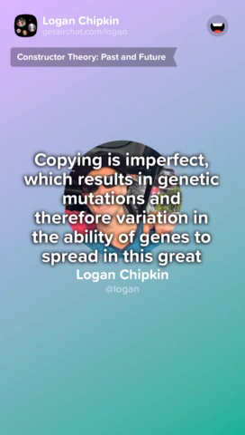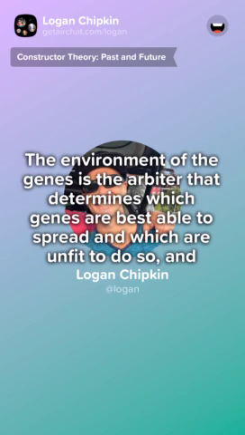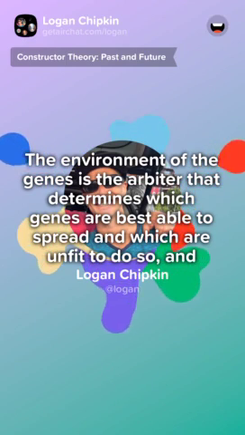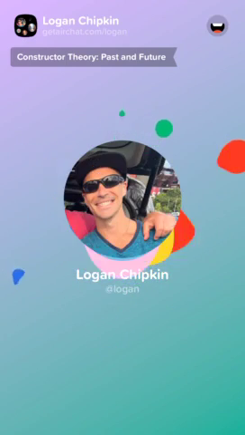Copying is imperfect, which results in genetic mutations and therefore variation in the ability of genes to spread in this great competition with their rivals. The environment of the genes is the arbiter that determines which genes are best able to spread and which are unfit to do so, and therefore is the source of natural selection.